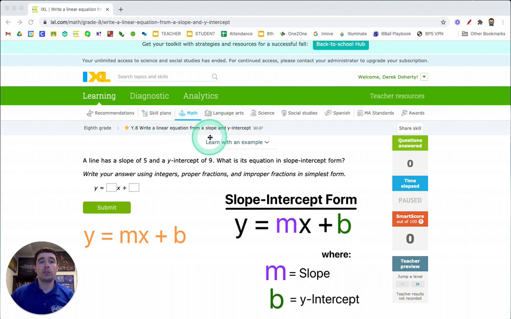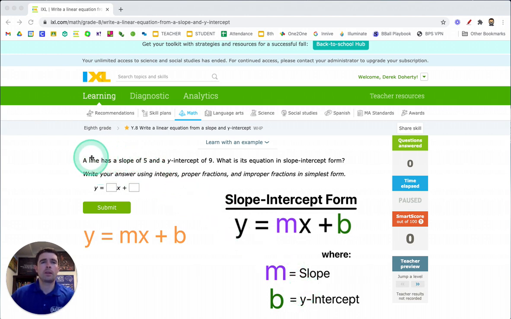Assignment Y8 is called Write a Linear Equation from a Slope and Y-Intercept. The whole key for this assignment is to understand our formula, slope-intercept form. This simple equation, y equals mx plus b, can work for every linear relationship we have. Once we know the slope and y-intercept, the m just becomes the slope and the b just becomes the y-intercept. So let's see what we mean here.